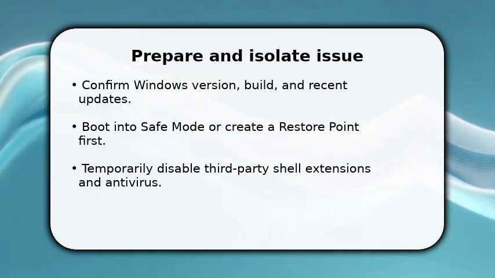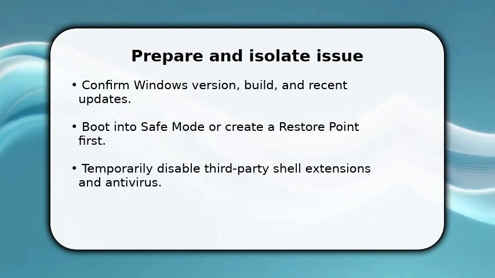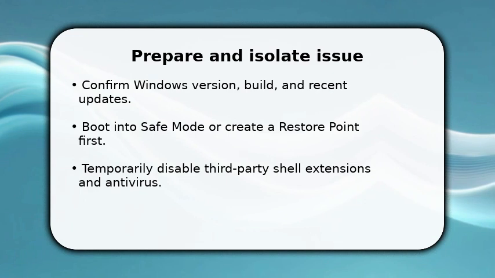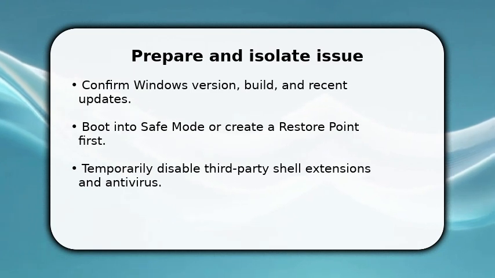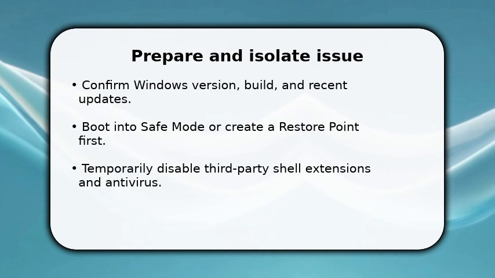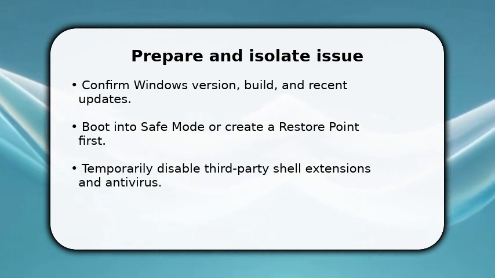Next, use a shell extension tool to list non-Microsoft context menu handlers and temporarily disable them. This narrows the culprit quickly. Make sure to also pause real-time antivirus scanning, because it can hook Explorer and cause right-click crashes while you test.